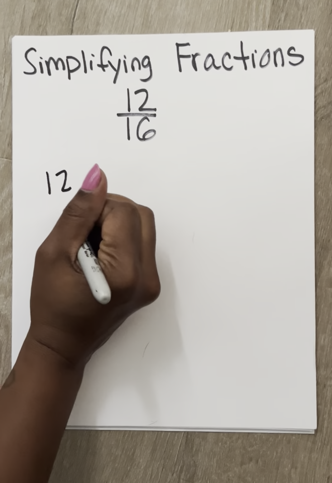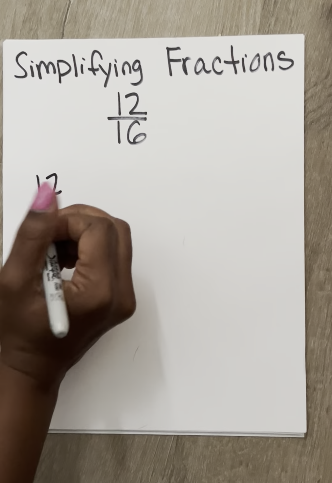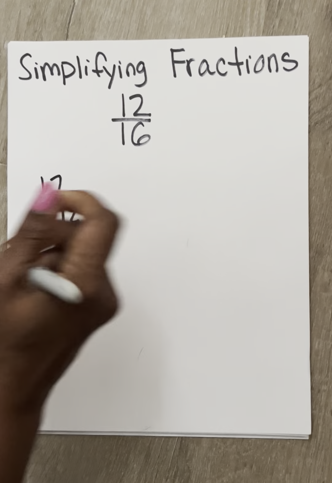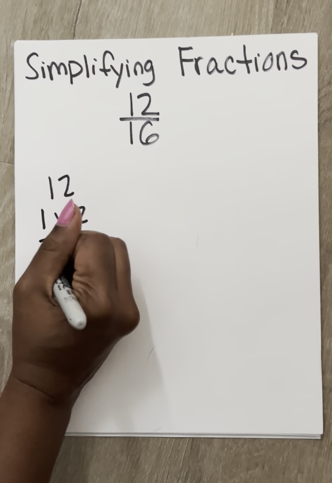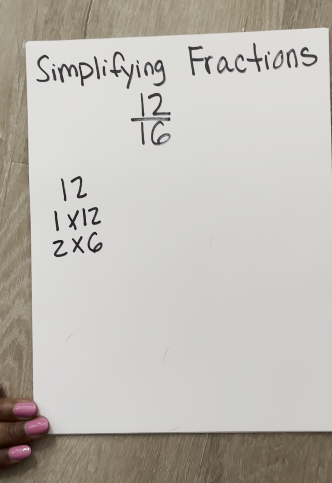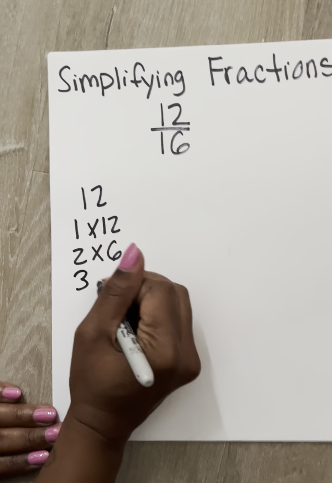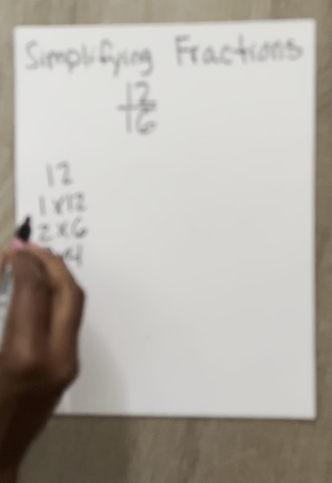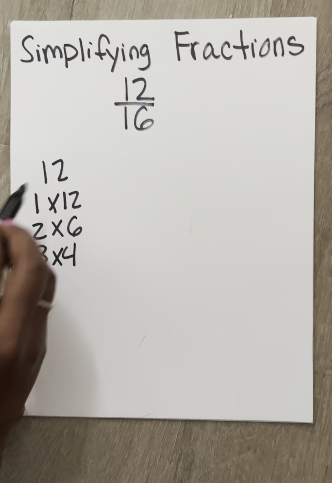12, and you can multiply 1 times 12 to get 12, 2 times 6 to get 12, and 3 times 4 to get 12. These are all the factors for 12.